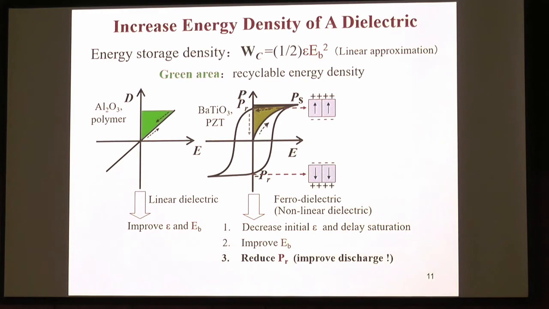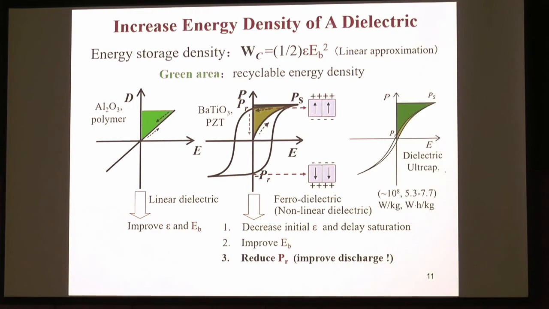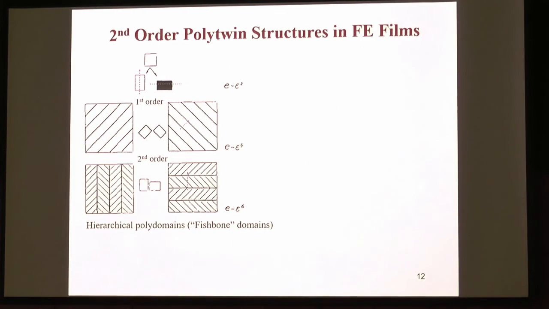So that's the key we want to achieve here. In order to reduce that, we want to have a stable polydomain structure that gives you almost a zero remnant polarization. So that's the motivation of the work. To do that, we thought about the second order or hierarchical domains.